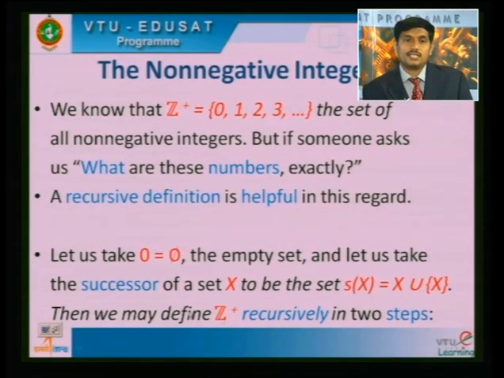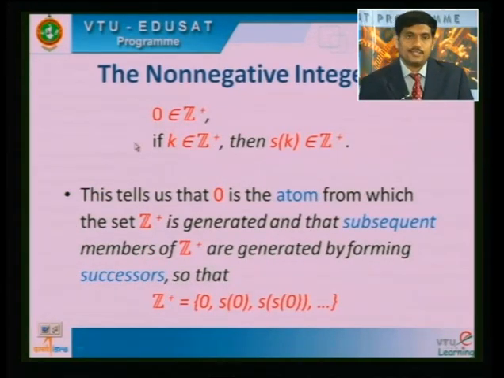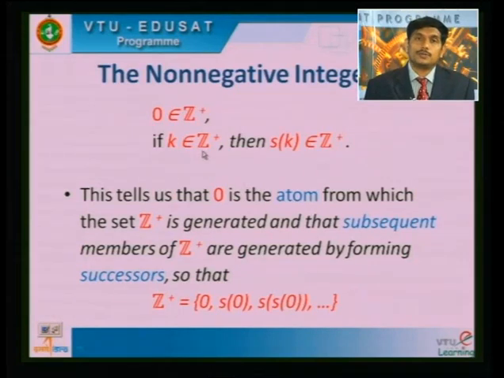That is a meaning you must remember, the empty set. Let us take the successor of the set X to be the set S of X equals X union {X}. Then we may define Z plus recursively in two steps. One, 0 belongs to Z plus. Two, if k belongs to Z plus, then S of k belongs to Z plus.